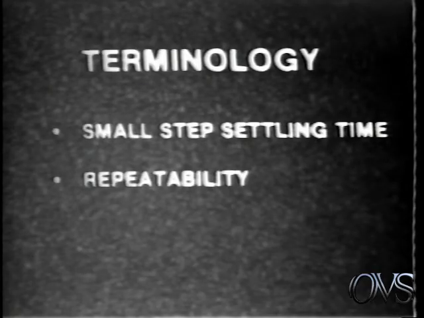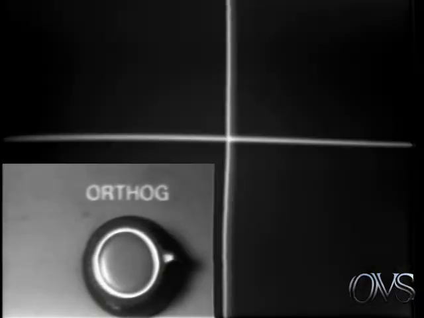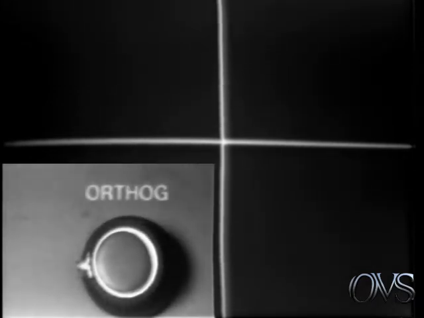The last display term is orthogonality. This is actually an adjustment rather than a specification. This control allows separate rotation of the Y-axis to permit 90-degree alignment between the major axes.